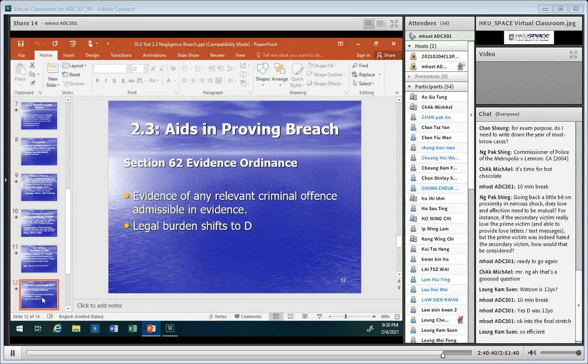And that can be crucial. So if you're alleging negligence, then the defendant will have to prove he's not negligent. And that's very powerful assistance to the plaintiff. So what's on the screen, everybody? Very important. I say must know.